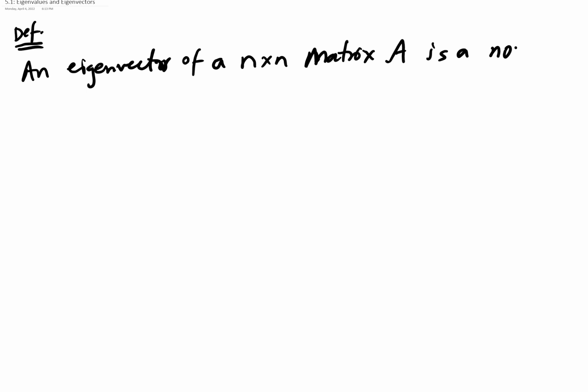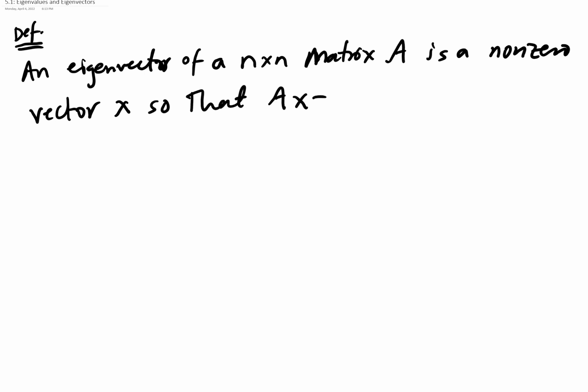An eigenvector, which is one word, of an n by n matrix A is a non-zero vector x so that Ax is lambda x. Ax is lambda x for some scalar lambda, that's a Greek letter lambda.